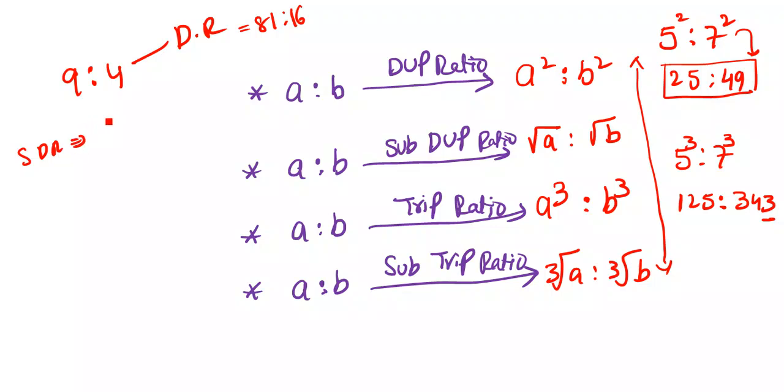Subduplicate ratio is 3 is to 2, guys. Root of 9 and root of 4. 3 is to 2. Very good. So next, for example I'm taking 8 is to 1. Triplicate ratio is how much guys? 8 is to 1 triplicate ratio.